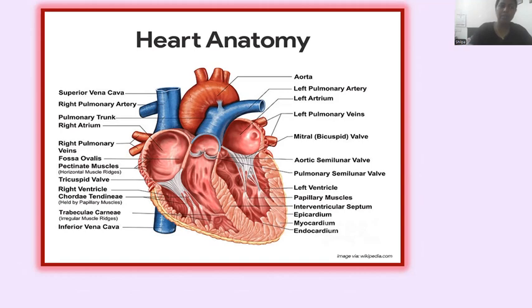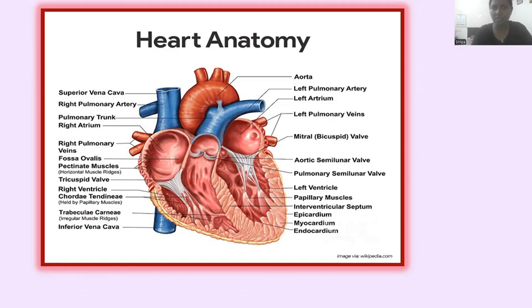So the endocardium lines the chambers and valves of the heart. It's a thin, smooth membrane. It helps the smooth flow of blood, and it consists of flat epithelial cells and continues with the endothelial lining of the blood vessels.